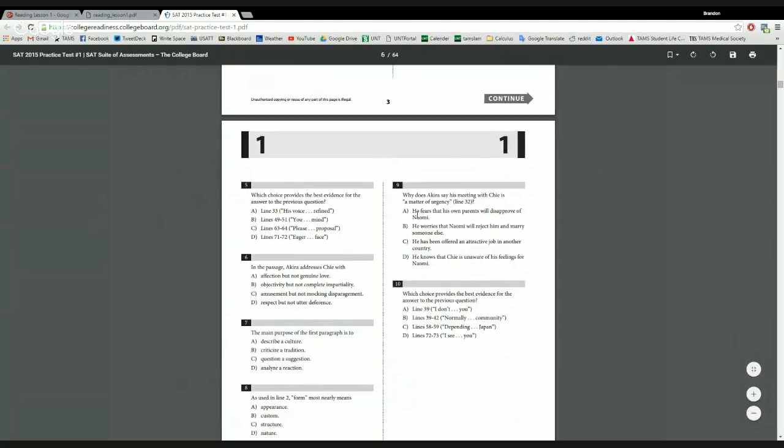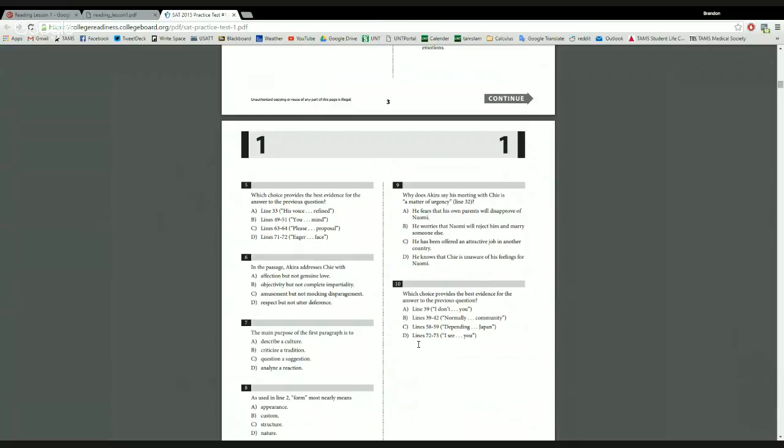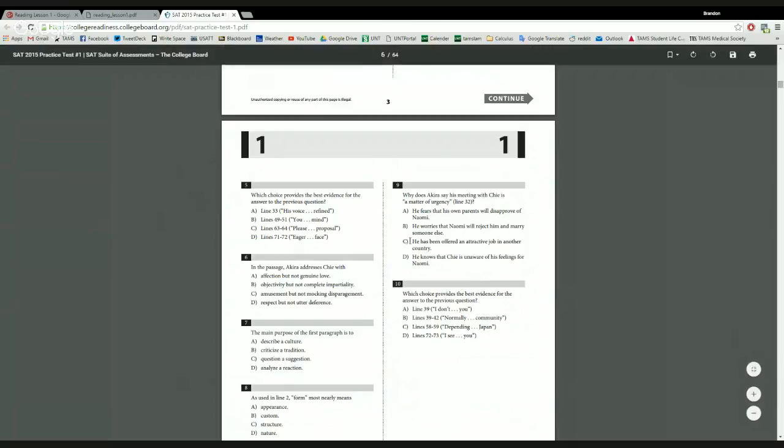So, line 32. Why does Akira say his meeting with Chie is a matter of urgency? So he fears that his own parents will disapprove of Naomi. That's not right. He worries that Naomi will reject him and marry someone else. That's incorrect as well. He's been offered an attractive job in another country. That's exactly what we just read. Something about the Japanese community. So it's just C. This is more of a straightforward question on just the reading in context. So answer C for number 9.